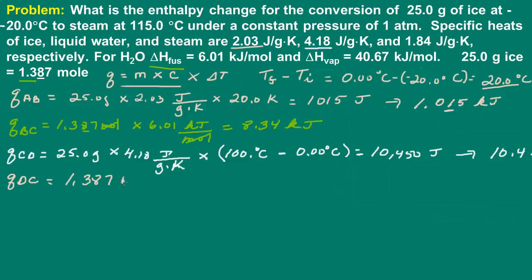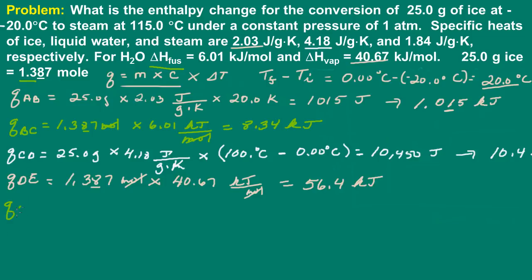So we have 1.387 moles times the enthalpy of vaporization, which is 40.67 kilojoules per mole, and the moles cancel, and we end up with 56.4 kilojoules. Okay, we've done 4 regions. This should have been from D to E. So D to E. Okay.